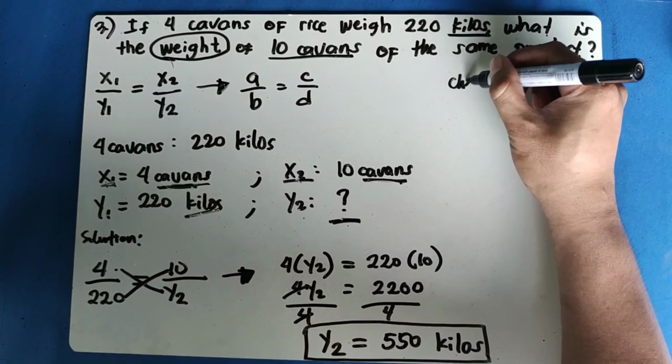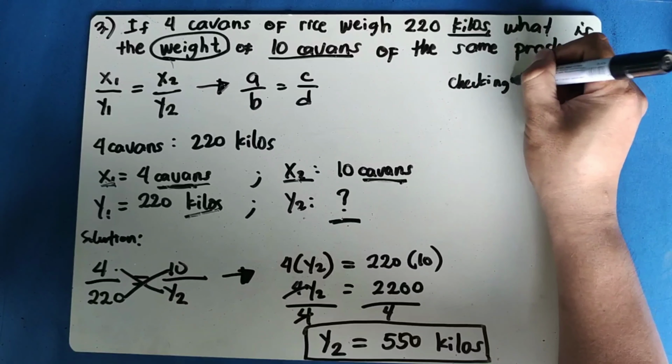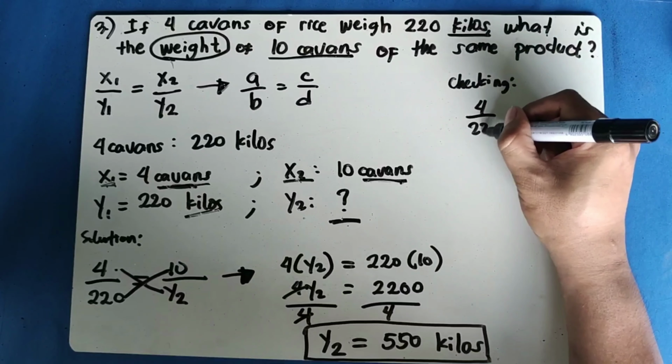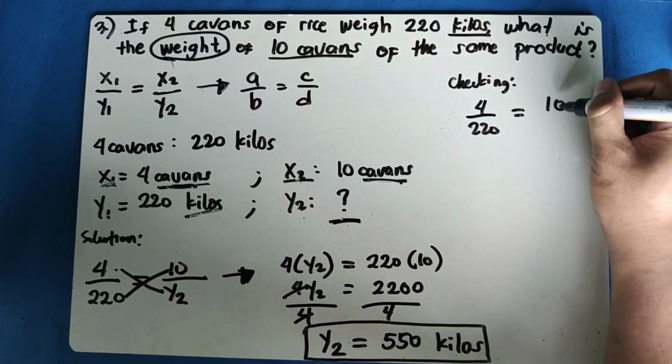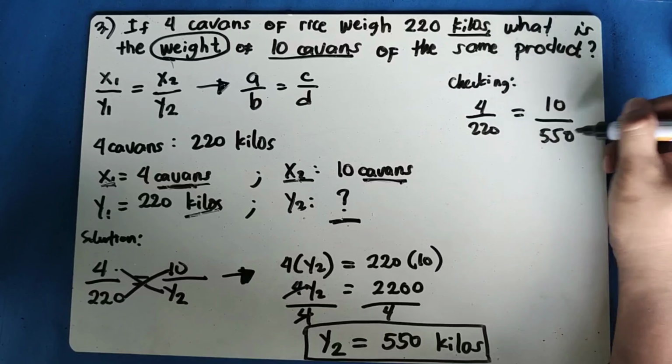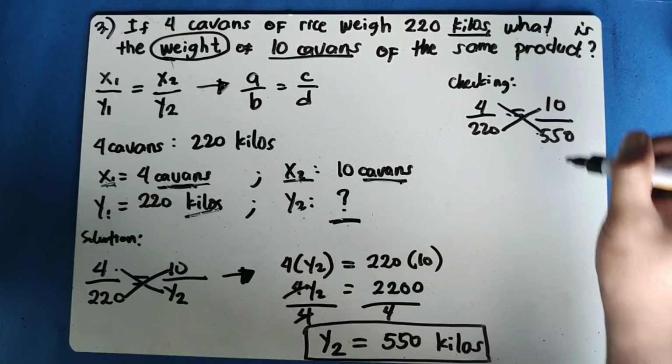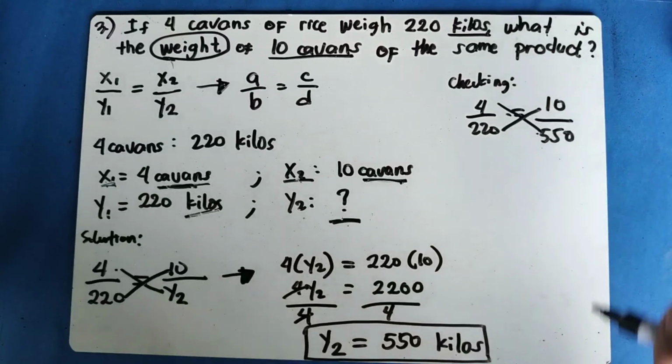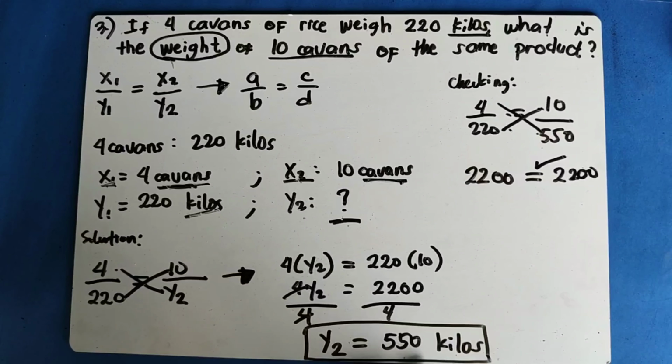If you are going to apply the checking using the proportion, ano yun? Our x sub 1 is 4 over y sub 1, 220 is equal to 10 over 550 kilos. So, cross multiplication. 4 times 550, the result is 2,200 is equal to 10 times 220, the result is 2,200. So, check. Therefore, the weight of 10 cavans is 550 kilos.